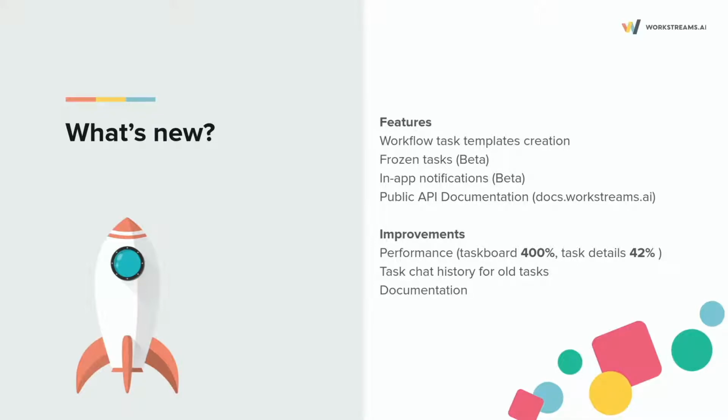On the side of the improvements, we always invest in improvements on the performance side, but this time there is actually some massive change. On a task board which has 500 plus tasks, which might be some of you, you should see way less time needed to load the whole board. We are talking roughly 4 times faster loading time, and on task boards which are this heavy, showing a single task's details should be roughly 42% faster as well.